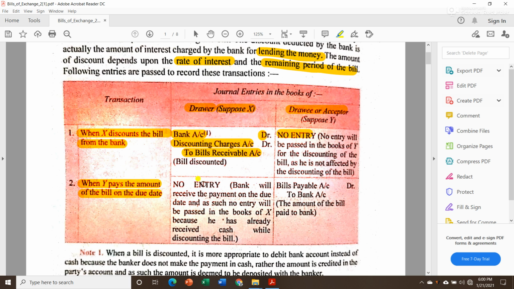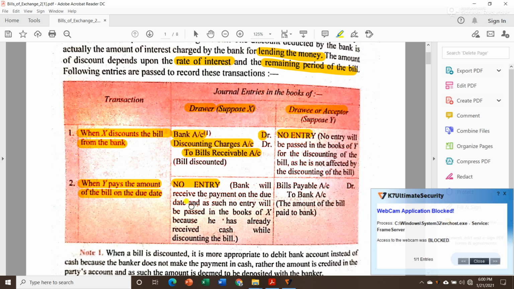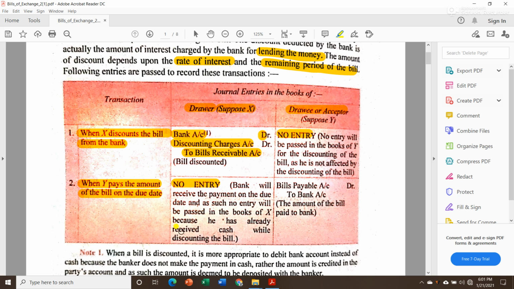So at that time, we will pass no entry in X's book, because the bank will receive the payment on the due date, not X. Since X has already collected money, he has nothing to do with Y. He will not receive any money from Y. So no such entry will be passed in the books of X, because he has already received cash while discounting the bill.